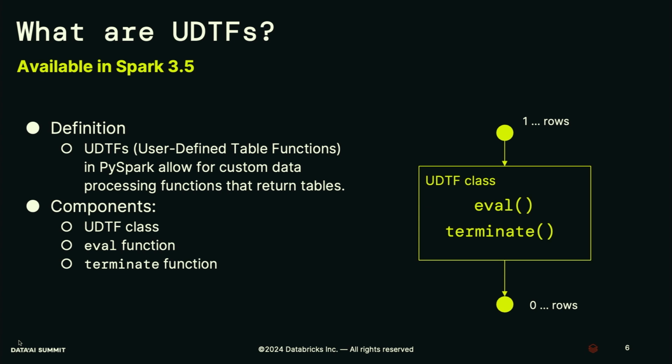The core components of a UDTF include the UDTF class and the eval function, which processes the input rows and returns the output rows. Optionally, it can have the terminate function, which finalizes the output. For example, the eval function buffers the input rows, and the terminate function returns the calculation result from this buffer.